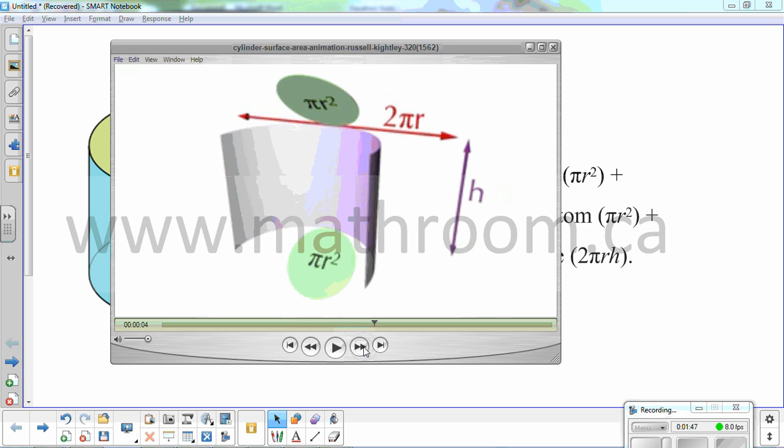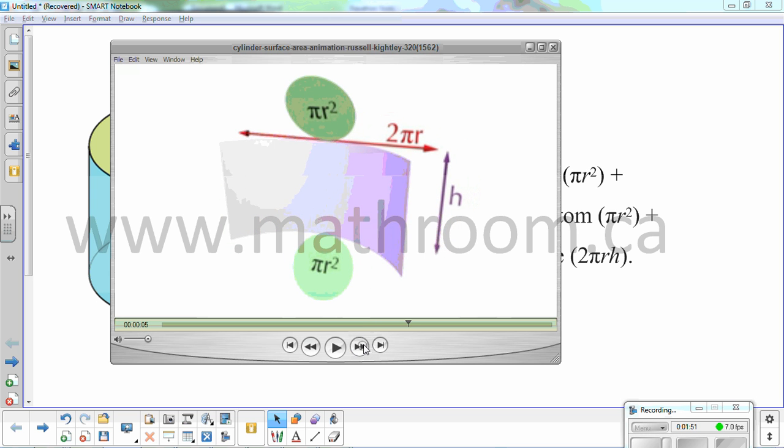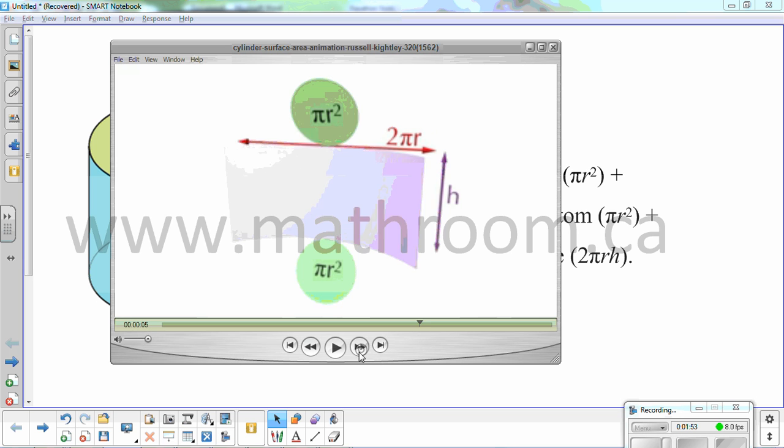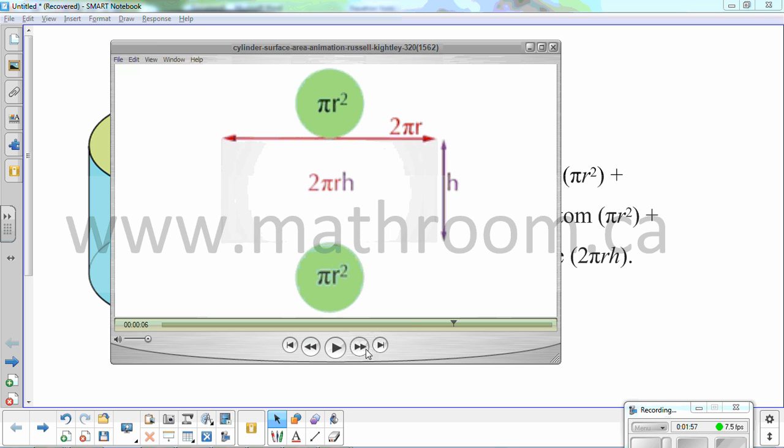So you can see that the curved side of the cylinder ends up becoming a rectangle, and finding the area of a rectangle is quite easy. It's simply the length times the width. The circumference becomes the length of the rectangle, the height becomes the width of the rectangle, so we can multiply 2 pi r, the circumference, times the height. That'll give us the area of the rectangle.